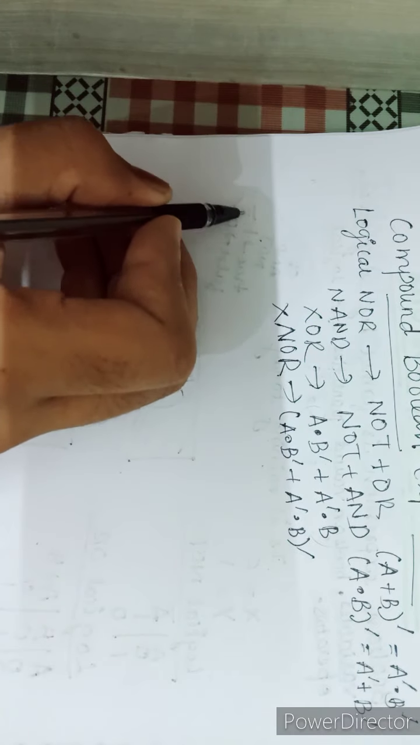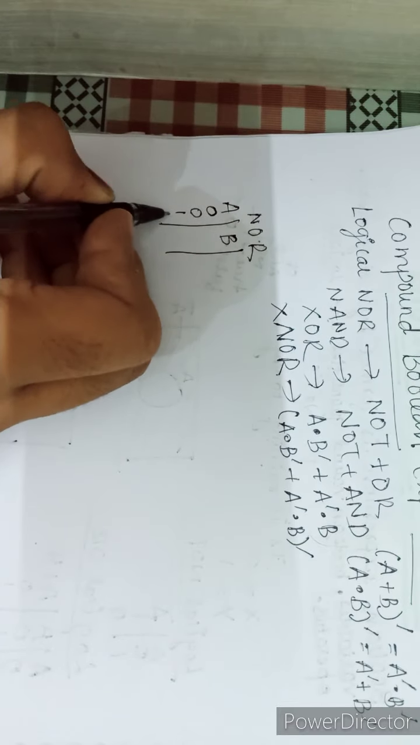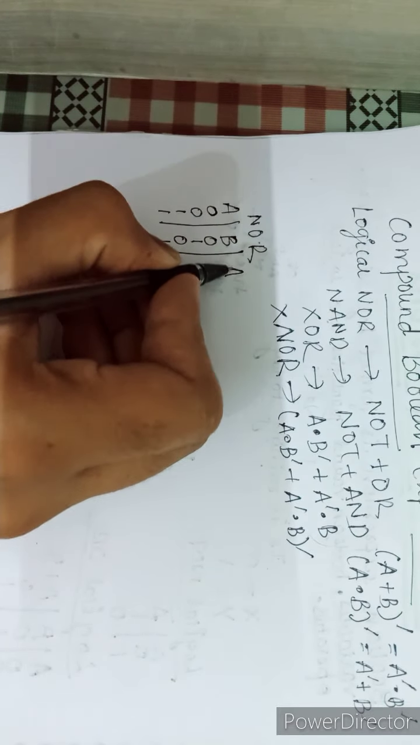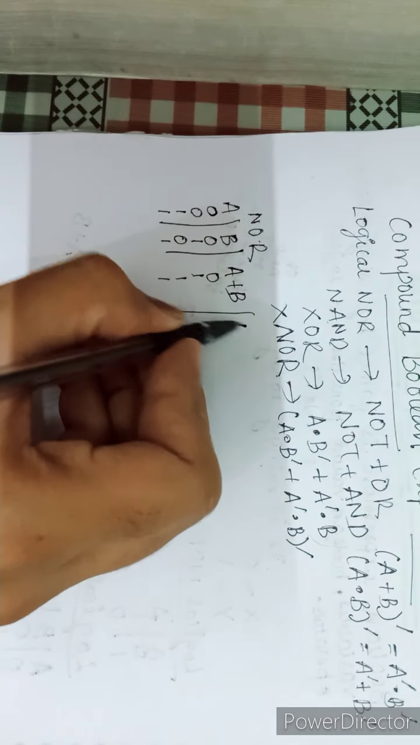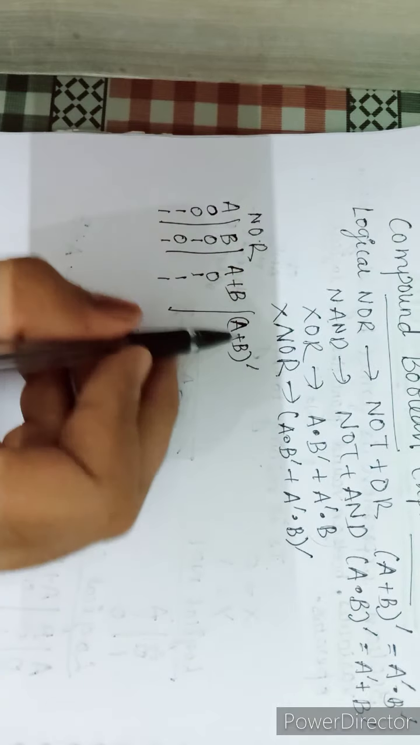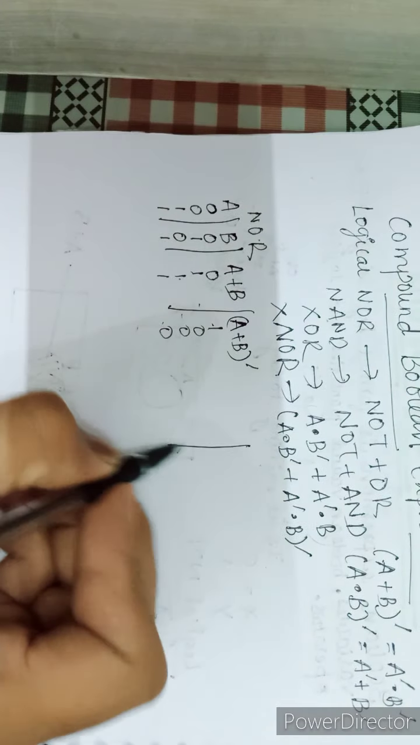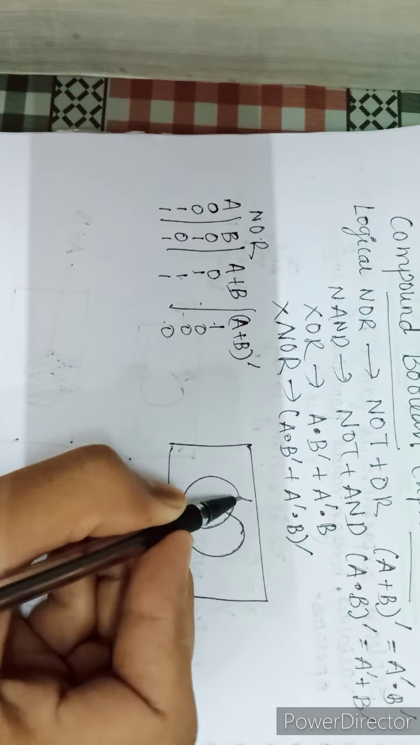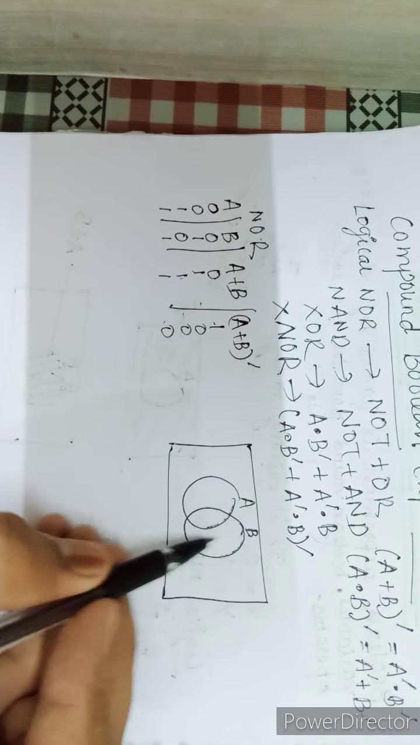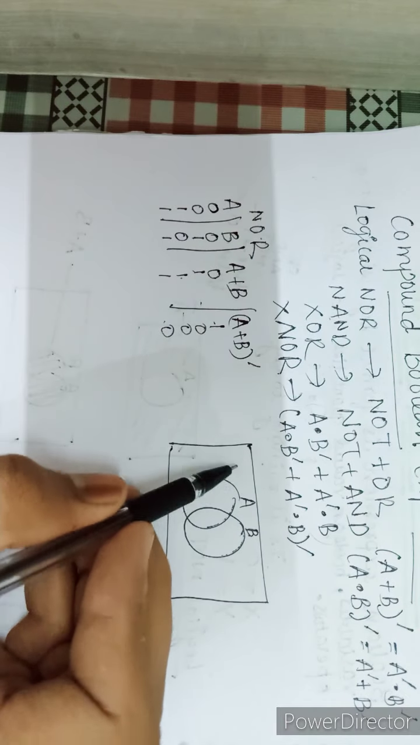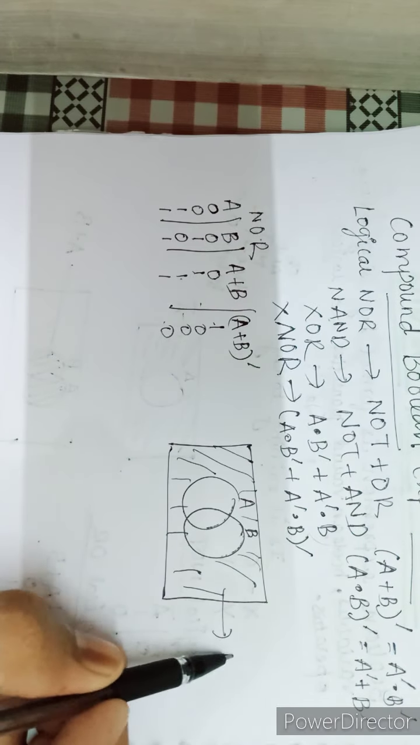First is logical NOR. For NOR, A, B with inputs 00, 01, 10, 11. First we will do A plus B, which is 0, 1, 1, 1. Now NOR will be A plus B whole bar, so just the opposite of this: 1, 0, 0, 0. The Venn diagram: earlier the Venn diagram for OR was this, but now the Venn diagram for NOR will be this region, excluding A and B. So this will be logical NOR.